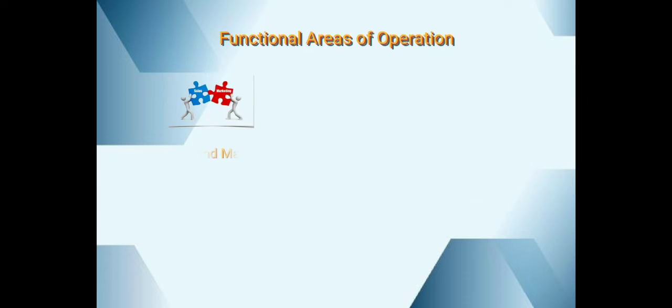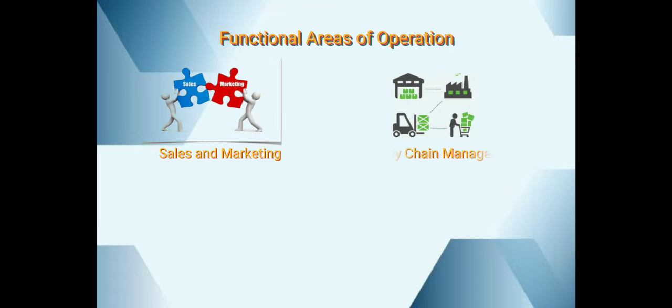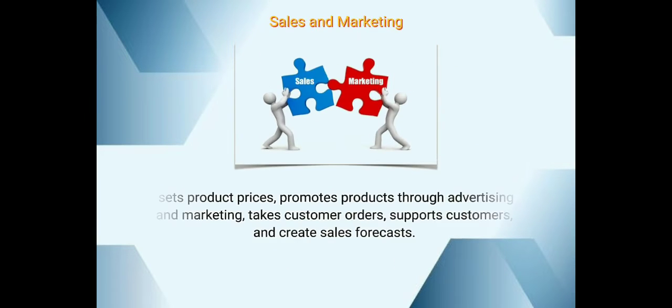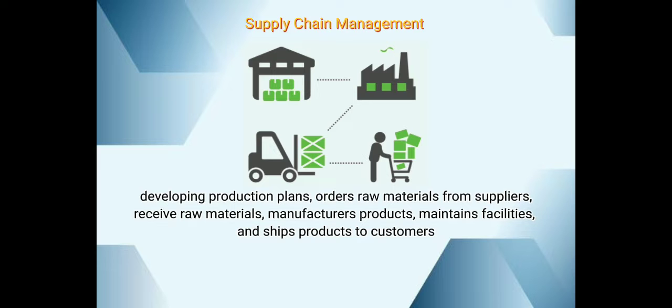The functional areas of operation are sales and marketing, supply chain management, accounting and finance, and human resources. Sales and marketing sets product prices, promotes products through advertising and marketing, takes customer orders, supports customers, and creates sales forecasts.